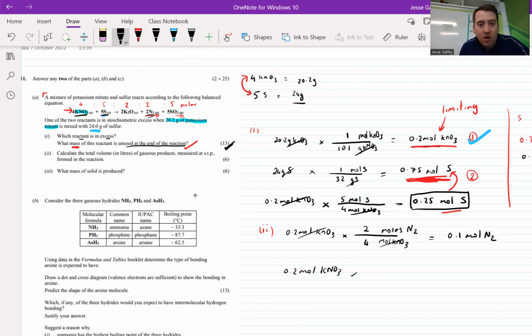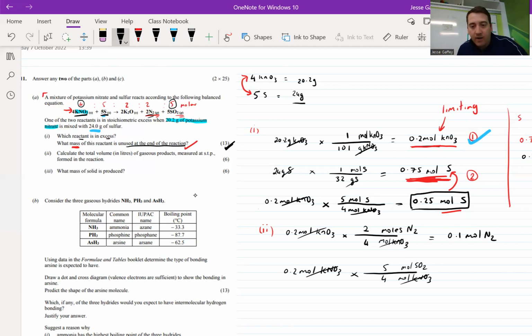How many moles of SO2 do I get? Pause the video and work that out. If you haven't done it already, you've got to take over, you've got to do some of this. Okay, so again, I've got moles of KNO3 down here and moles of SO2 up here. KNO3 cancels out, and according to the equation, there are 4 KNO3s for every 5 SO2. So 4 KNO3, 5 SO2. Pausing the video and working that out now.